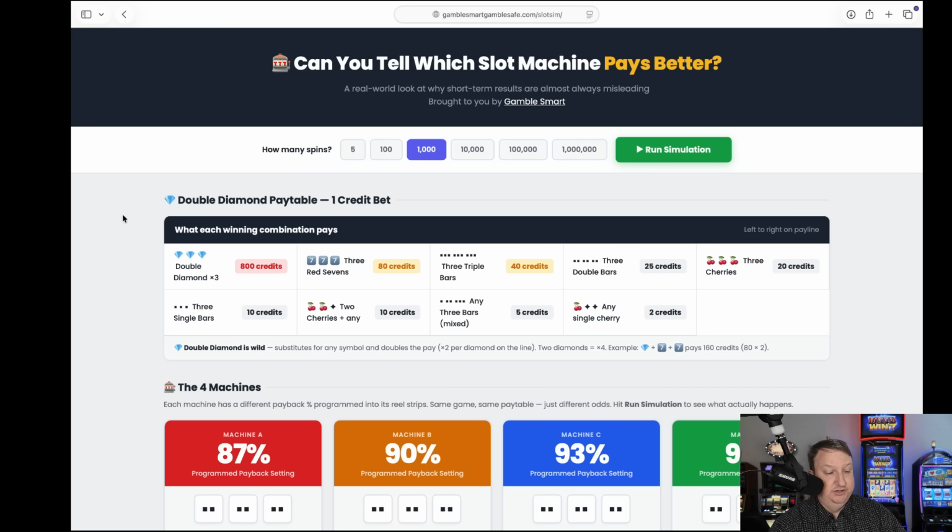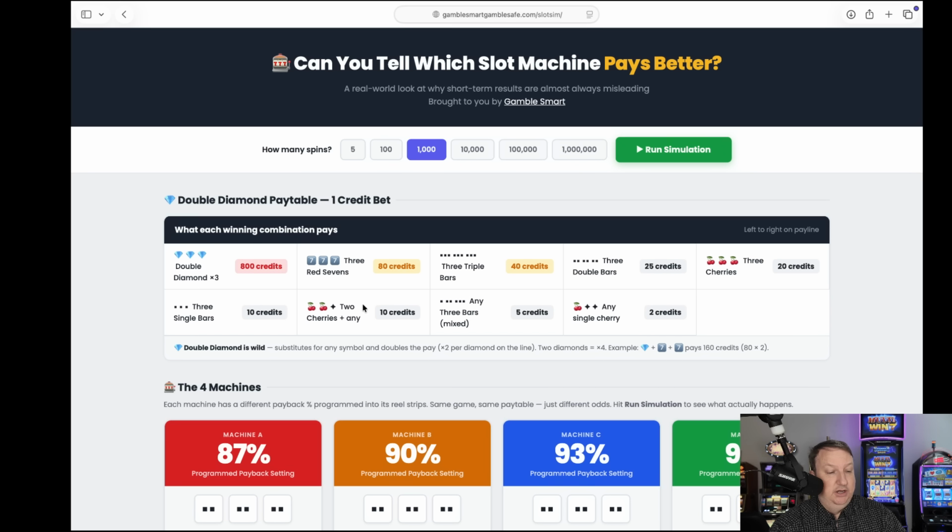So the Double Diamond machine, you can see the pay table up here at the top. Should be familiar if you've ever played Double Diamond. We're just doing single credit bets here because all the multiple credits is just a multiplier of your bet. So Double Diamond, 3 red sevens, or 3 sevens in this case, because we don't have red sevens in emojis. And then you can see the rest of them there.